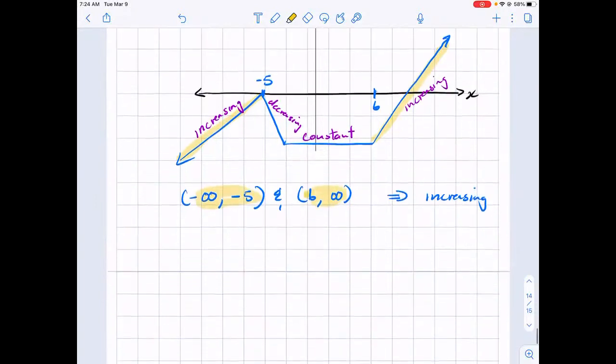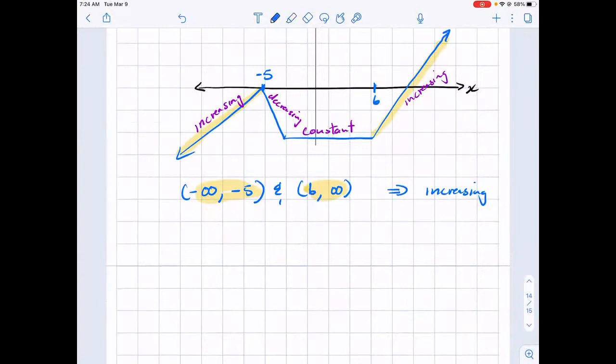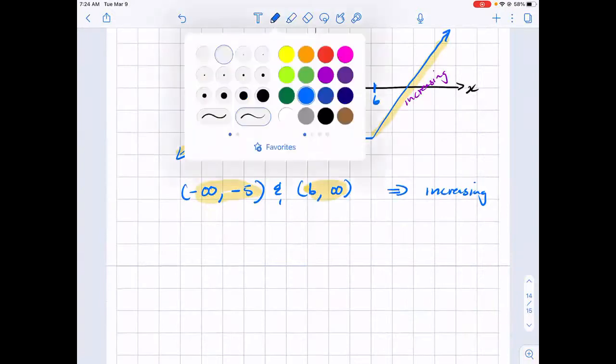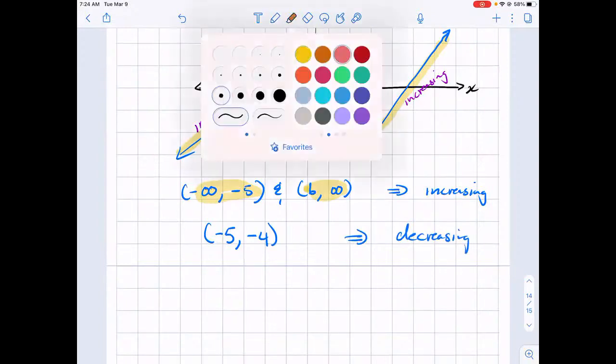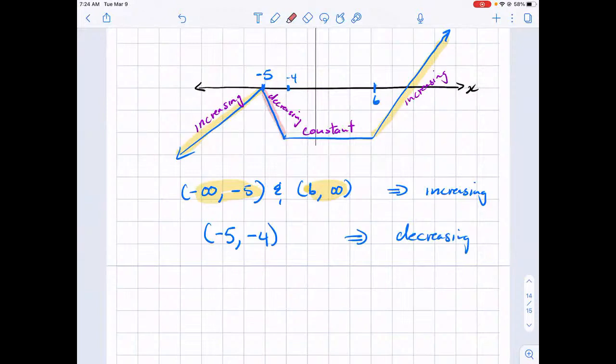Okay, and then we also have from -5 till, I need to give you a value here. Let's say here is -4. To -4, we have decreasing. So if we look at a little picture, that's this portion here. Okay, decreasing.